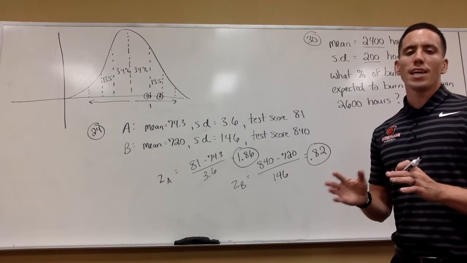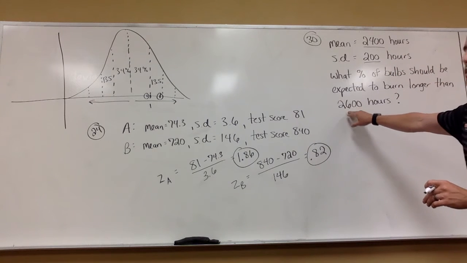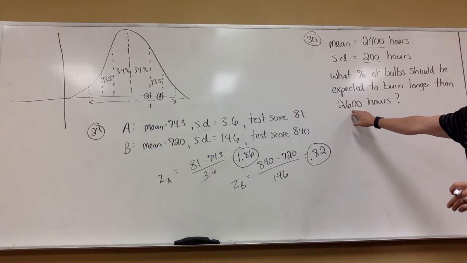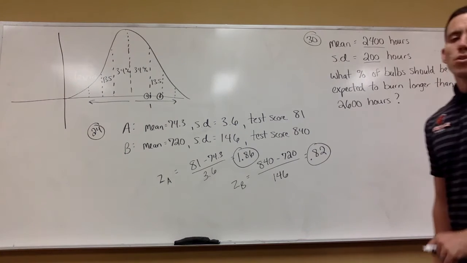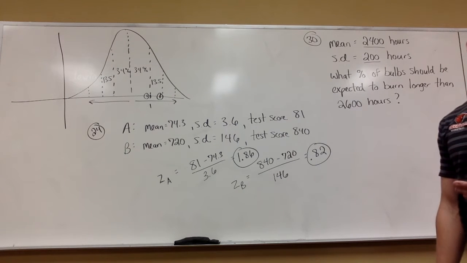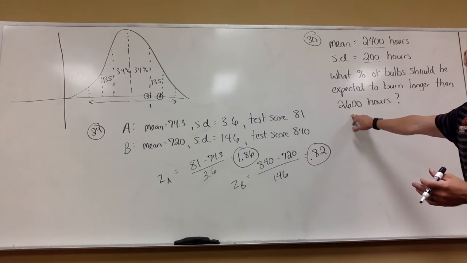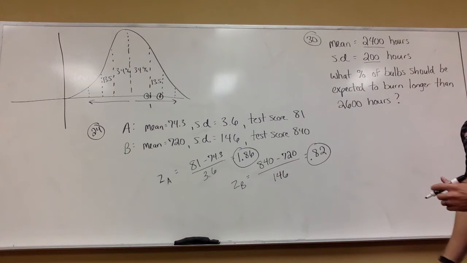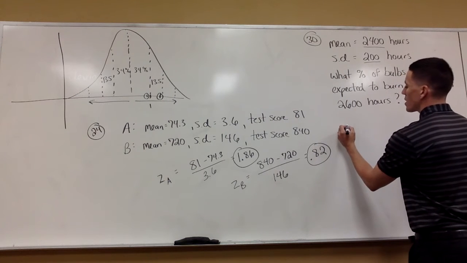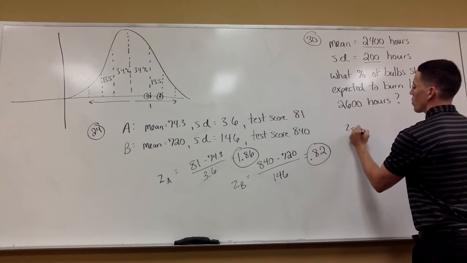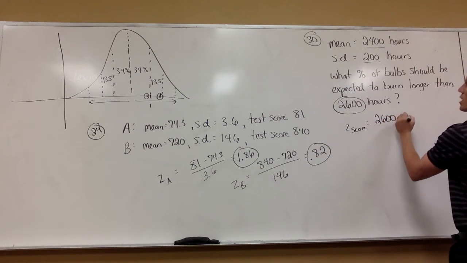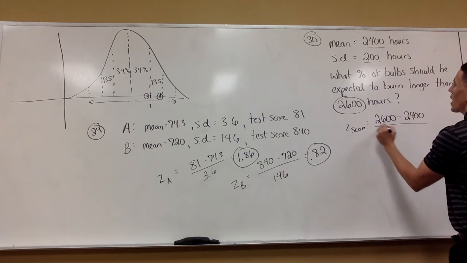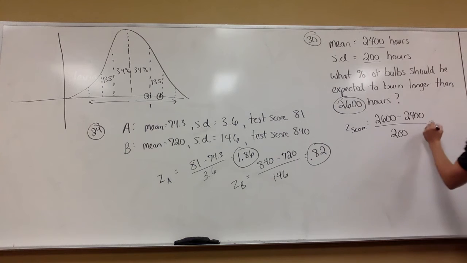Our strategy is going to be to think about what 2,600 hours means in relationship to a mean of 2,400 hours and a standard deviation of 200 hours. There are a couple of different ways that we could explore that question. One thing we could do would be to calculate a z-score. So we take our data point that we're interested in, 2,600, we subtract the mean, 2,400, and we divide that by 200. When you do that calculation, you end up with 200 over 200, which is just 1.